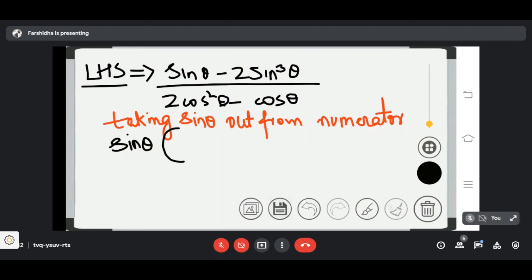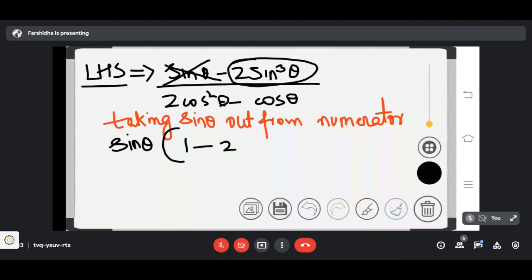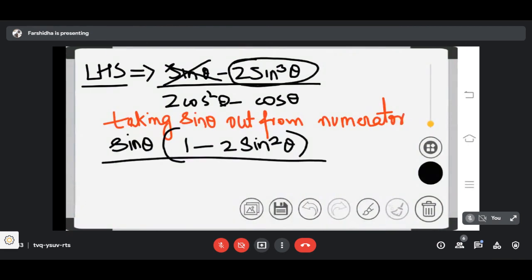So inside the bracket, I have taken sine theta out. That means this sine is cancelled, so only 1 is there. Now I'm putting minus. From this term, I have taken sine theta outside. Here you have 2 sine cube theta, and from that sine cube theta I have taken 1 sine out. So what is remaining there? 2 sine square theta. Divided by, write the same thing, 2 cos square theta minus cos theta.